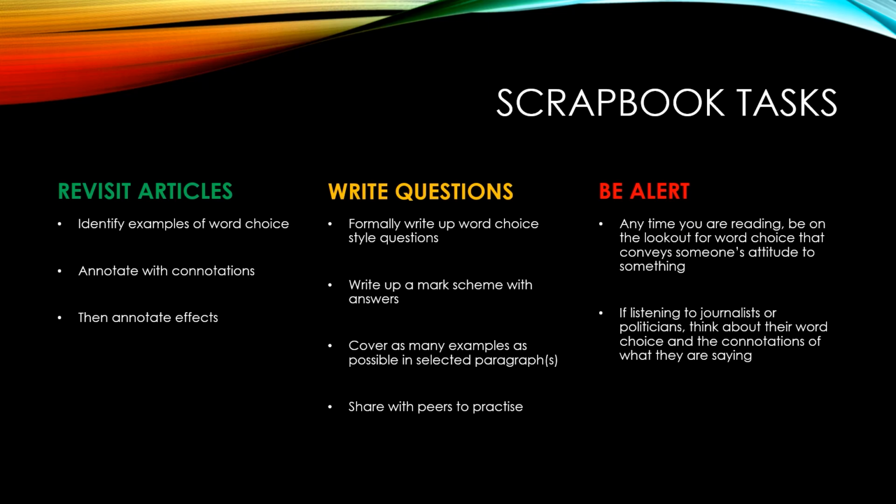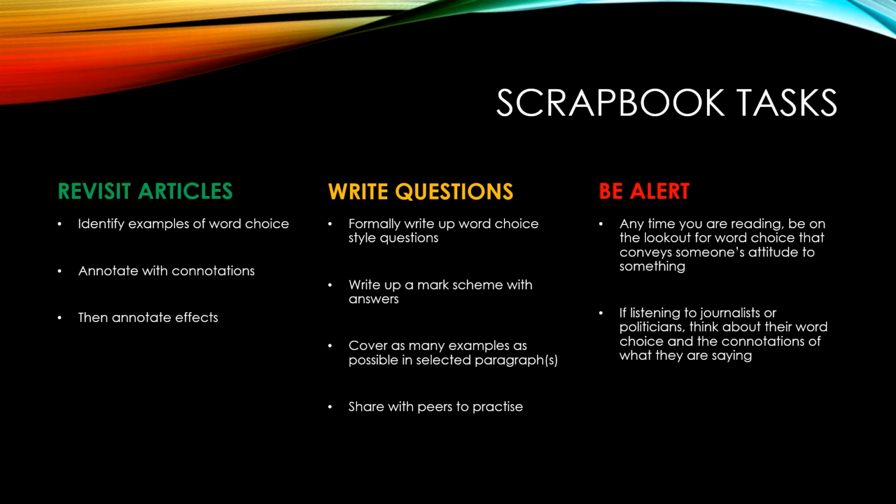So here are the three sort of main types of tasks you can do. The most basic one in green there is just to revisit the articles. So look back at the articles that you've already been identifying in your scrapbook and identify examples of word choice, annotate those examples with the connotations, and then annotate those examples with the effect. So you might want to think about using two different colours. So do one colour to annotate the connotations and then another colour to annotate the effect of that connotation, what that suggests about the writer.